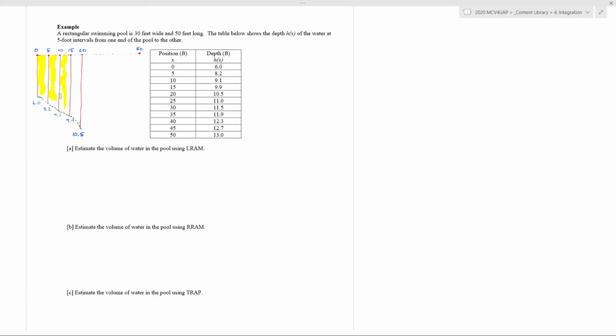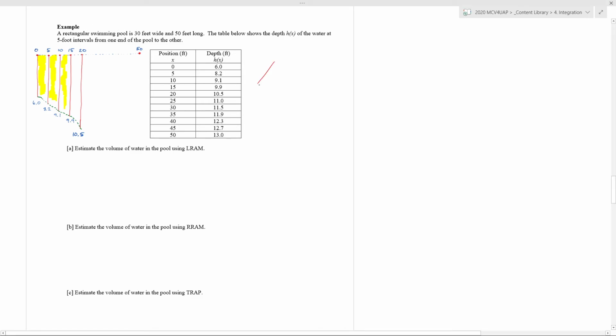Okay, so that diagram there, adding up those rectangles from the picture, won't give you a volume. It'll just give you a cross-sectional area. But the width of the pool is 30 all the way along the 50 meters. So you're just going to take that cross-sectional area and multiply it by 30.